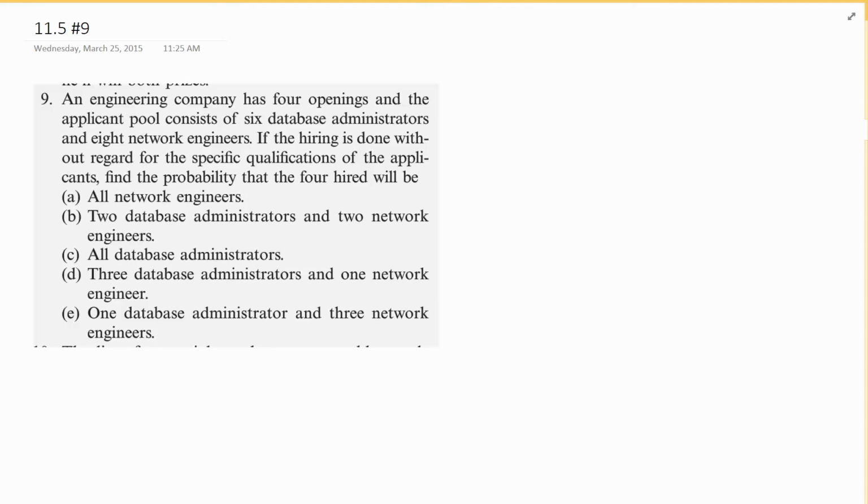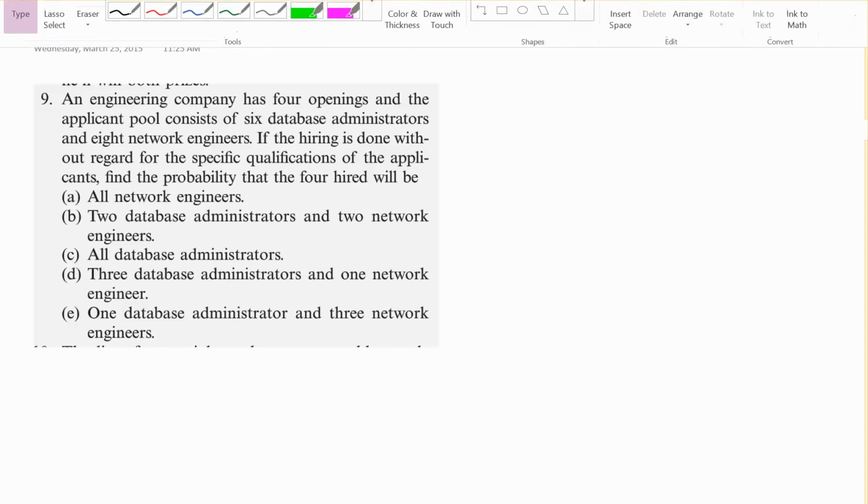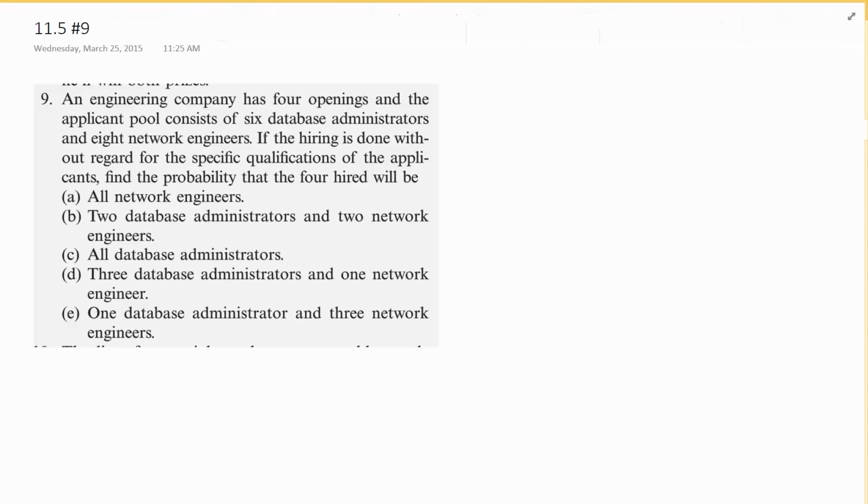An engineering company has 4 openings and the applicant pool consists of 6 database administrators and 8 network engineers. If the hiring is done without regard for the specific qualifications of the applicants, find the probability that the 4 hired will be, and now we're going to set up these different problems. Let's look at the way to set up A, all network engineers.